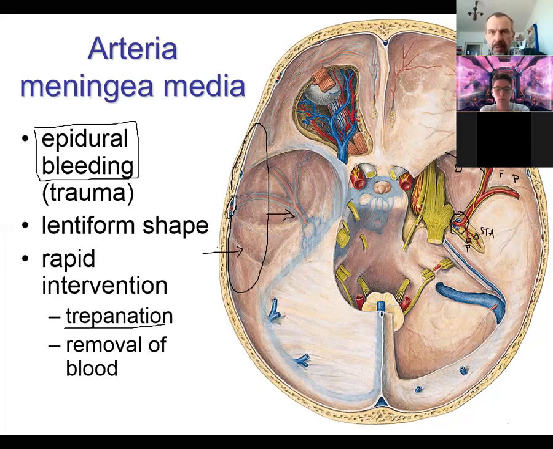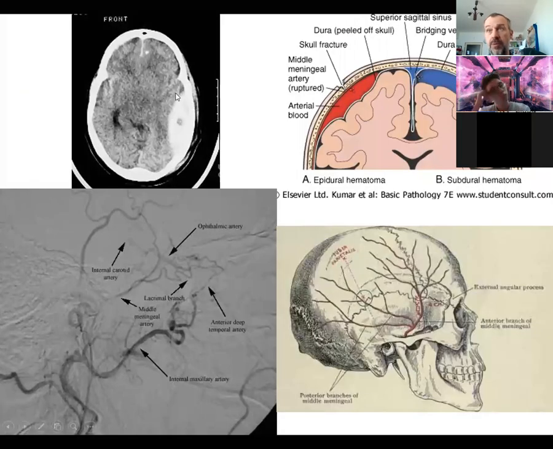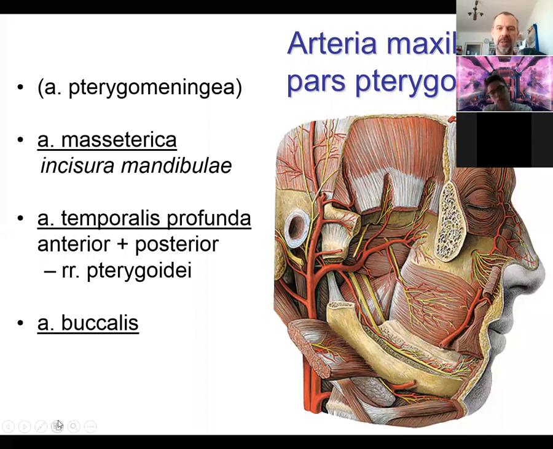How the epidural bleeding really looks, we can see here. This is the lentiform shape of the bleeding. We have more kinds of bleedings, not only this one, which is the epidural, but we can have a subdural, subarachnoidal, and parenchymatous. We will talk about the differences. So please remember the epidural bleeding, the lentiform shape, and the source, the middle meningeal artery. Okay, now we move to the other parts.